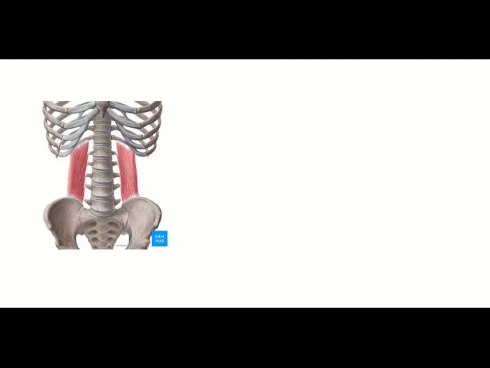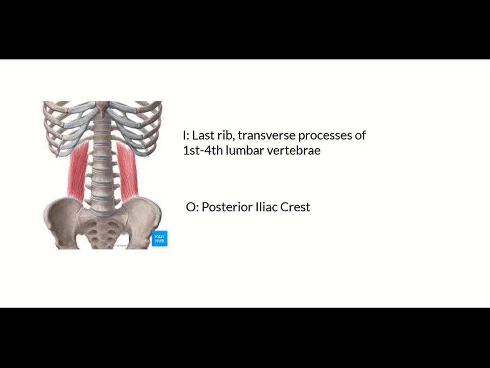Quadratus Lumborum originates on the posterior iliac crest and inserts on the last rib and the transverse processes of the first through fourth lumbar vertebrae. It's innervated by branches of the first lumbar and 12th thoracic spinal nerves, and it works to laterally tilt the pelvis, laterally flex and extend the vertebral column, and it also works to fix the last rib during inhalation with forced exhalation.